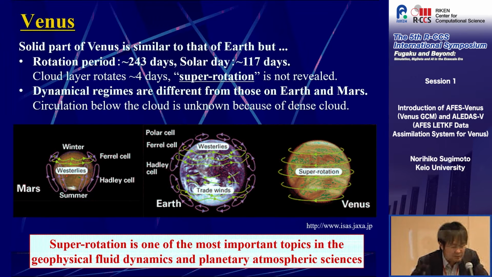Superrotation is one of the most important topics in geophysical fluid dynamics and planetary atmosphere science, because we couldn't understand why such different dynamical regimes develop compared to Earth and Mars. Also, we couldn't observe the circulation below the cloud. Here, the whole planet is covered by cloud, so we couldn't observe below the cloud.